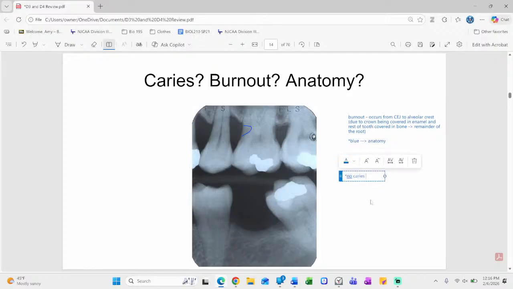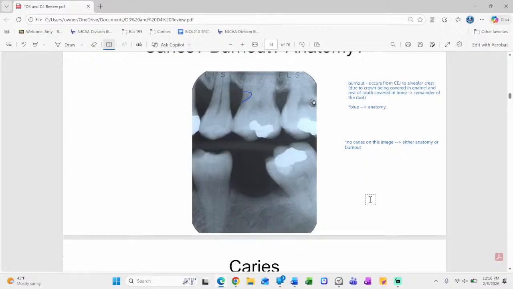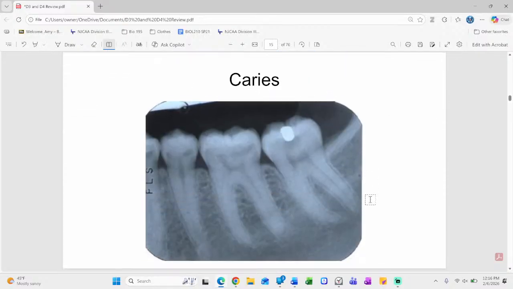No, you don't have burnout in enamel, right? It's the portion of the tooth that has less amount of structure around it, less dense structures around it, okay? All right, caries, everybody good?